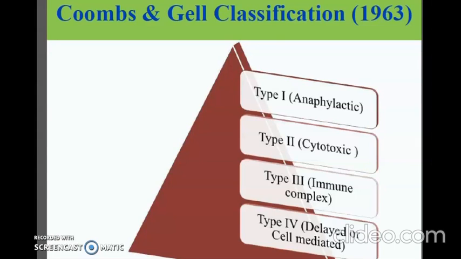Later in 1963, Coombs and Gell classified hypersensitivity reaction into 4 types based on the different mechanisms of pathogenesis. Their classification is now widely used and they are outlined below. In this, the first one is the type 1 or anaphylactic or IgE or reagent dependent. Type 2 is cytotoxic or cell stimulating. Type 3 is immune complex or toxic complex disease. Type 4 is delayed or cell-mediated hypersensitivity.